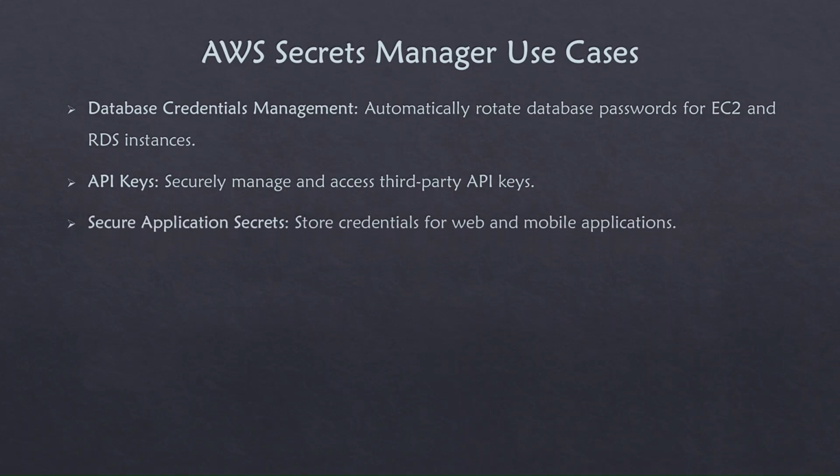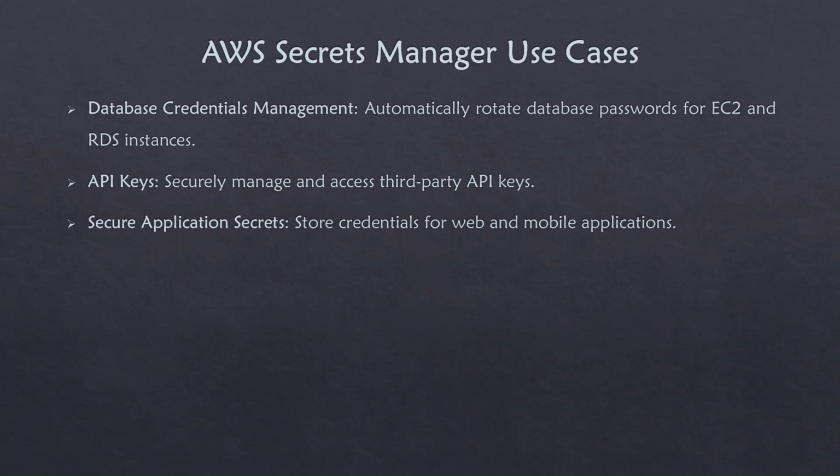Secure application secrets. For web and mobile applications, storing sensitive credentials in AWS Secrets Manager ensures that these secrets are securely managed. Applications can access these credentials at runtime, protecting them from unauthorized access while avoiding the risk associated with hard coding sensitive information in code repositories.